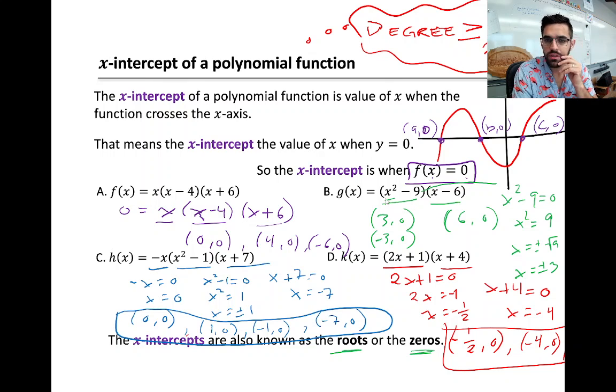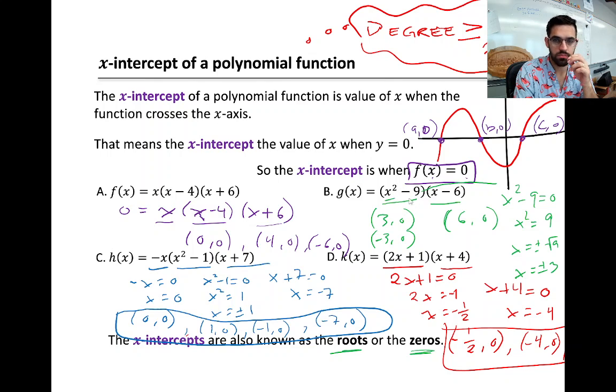Now example B, there's x squared minus 9 is one factor, and x minus 6 is another factor. X minus 6 tells us that (6, 0) is an x-intercept. But also, x squared minus 9 gives us not 1, but 2 x-intercepts. If you think about it, there are 2 solutions.